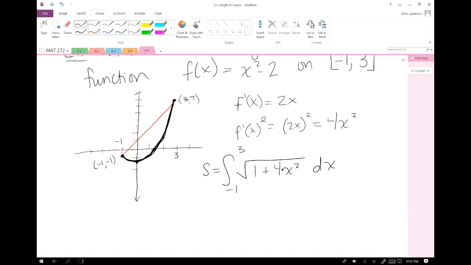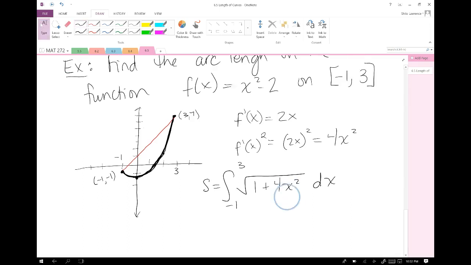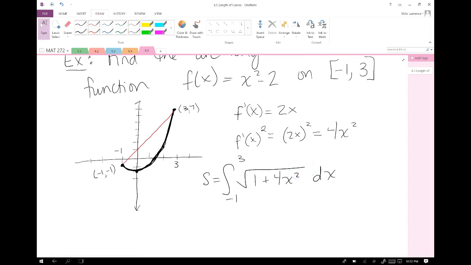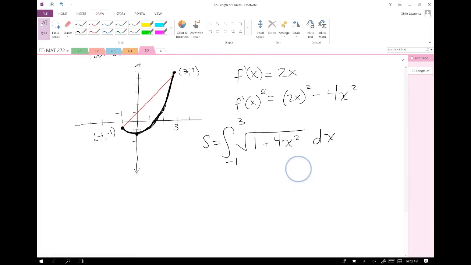But for right now, we're not really concerned with figuring out how clever we can be and taking over an hour to do this problem. Right now, what we're concerned with is learning how to use integrals to figure out arc length. So the most important thing is understanding the arc length formula and being able to set up this integral. Now, we're just going to evaluate this integral in the calculator, which means we are not going to get an exact answer, most likely.